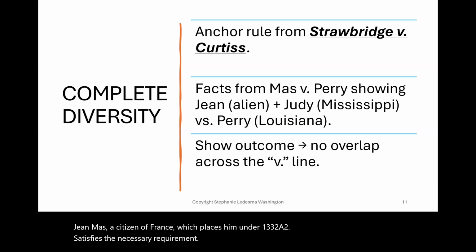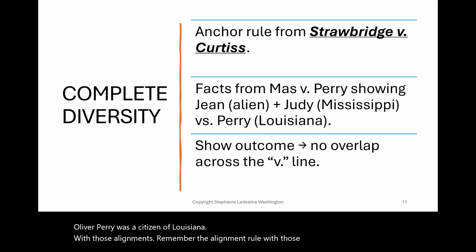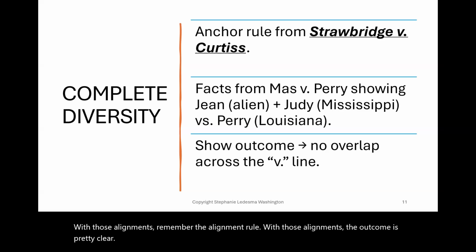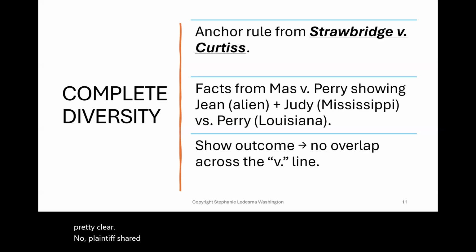Judy Moss was a citizen of Mississippi. As the domicile analysis showed, Mississippi is her domicile, which places Judy Moss under 1332(a)(1). Oliver Perry was a citizen of Louisiana. With those alignments, remember the alignment rule, the outcome is pretty clear. No plaintiff shared a state of citizenship with Mr. Perry, the defendant.